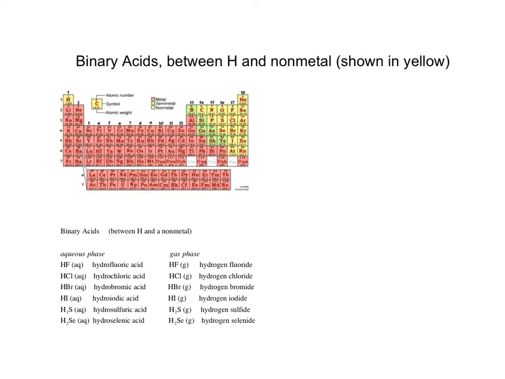All right, now we look at binary acids. This is the fourth type of compound we're looking at. These can be covalently bonded or exist in the ionic state depending on what the phase is. But binary acids are going to involve a hydrogen and then a non-metal. So this part over here.